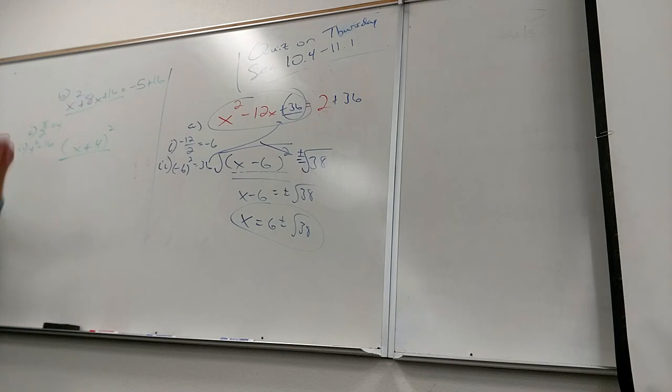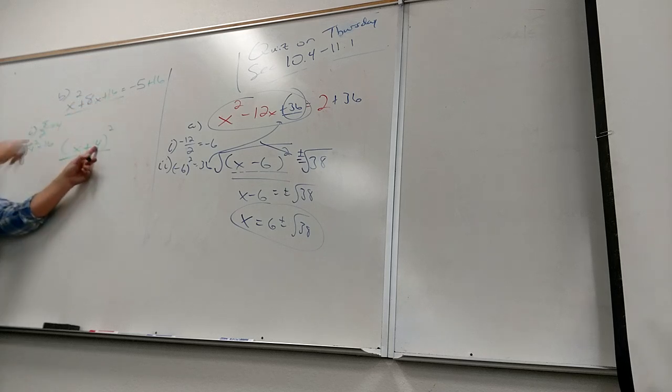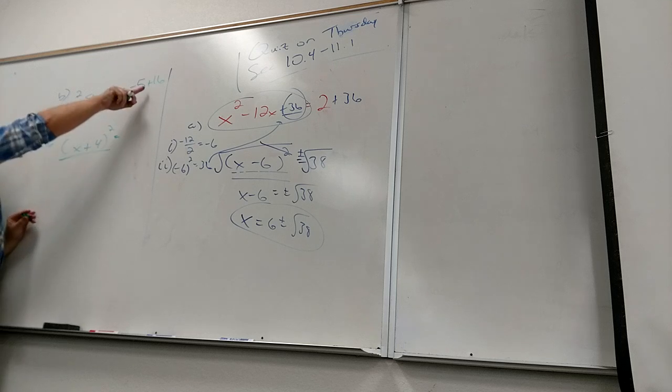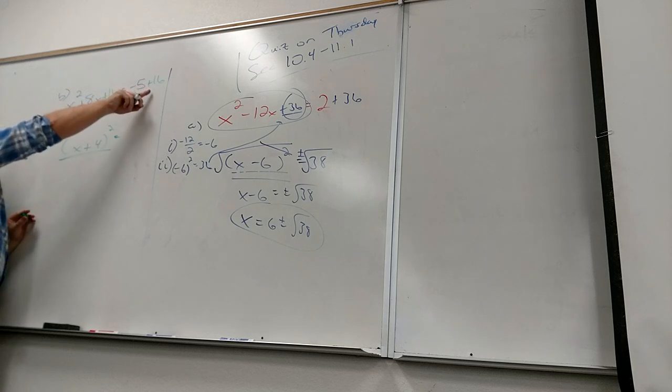So it's the checks and balances. What do I need so that this becomes something that goes like this? So I need 16 here, so it becomes that plus 4 in there. Sweet. And on this side I get 11.